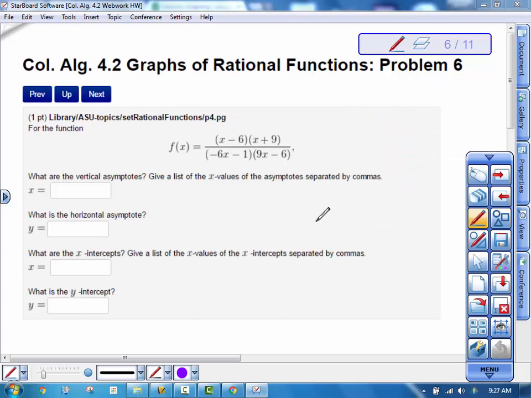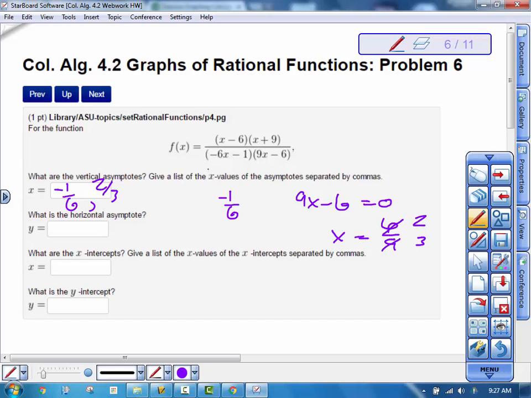Here's another practice problem. Vertical asymptotes occur at 0 of the bottom. So in this case, we have negative 1/6. If you set this factor equal to 0 and solve, you should get negative 1/6. So that's going to be a vertical asymptote. And then we also have one from setting 9x minus 6 equal to 0, the other factor. Add 6 and divide by 9, so that'd be 6 over 9, which is really 2/3. And none of those are zeros at the top, so they're not holes, they are vertical asymptotes.